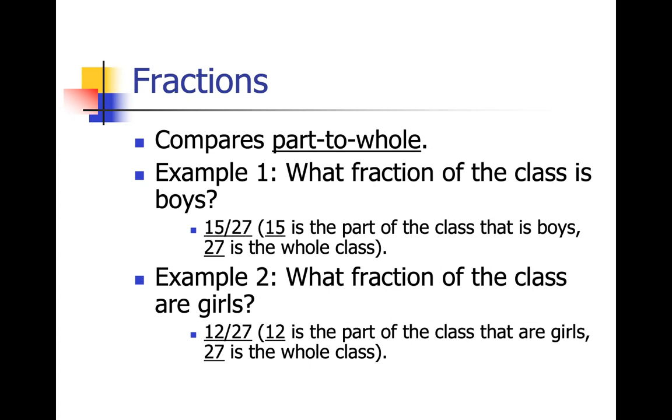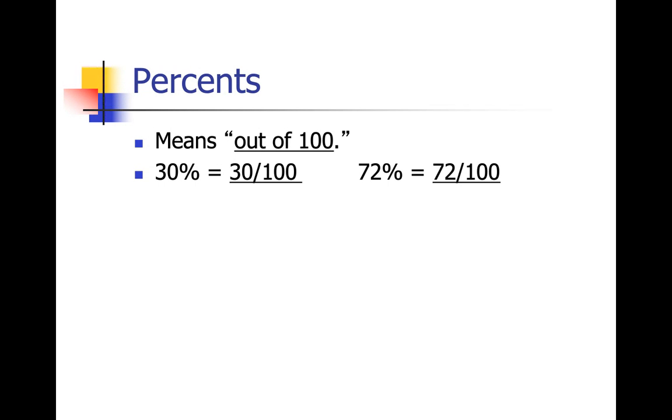Because 12/27ths is the fraction that you get of girls over the entire amount of students in the class. And then our old friend, percents. Remember, percent means out of 100. So if I have 30%, that means I'm taking 30 out of 100. 72%, 72 out of 100. 400%, that's 400 out of 100.